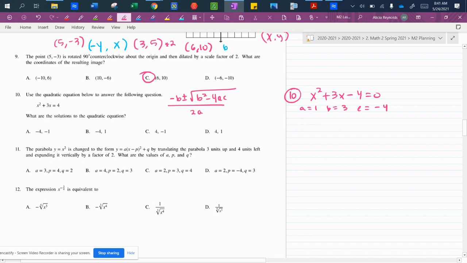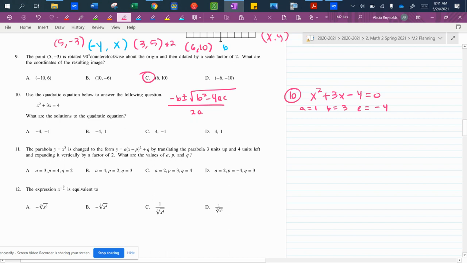So guys, here's a little tip. What kind of solutions do we have? Do we have decimals? Do we have square roots? No. So because I have whole numbers, I can factor this. This is factorable. You do not have to use the quadratic formula for this.